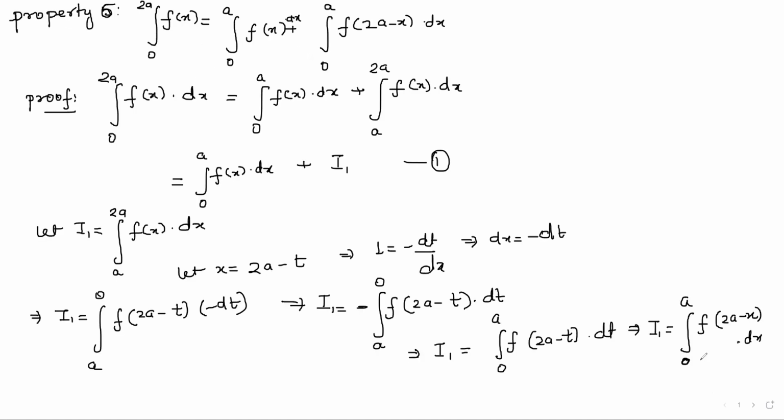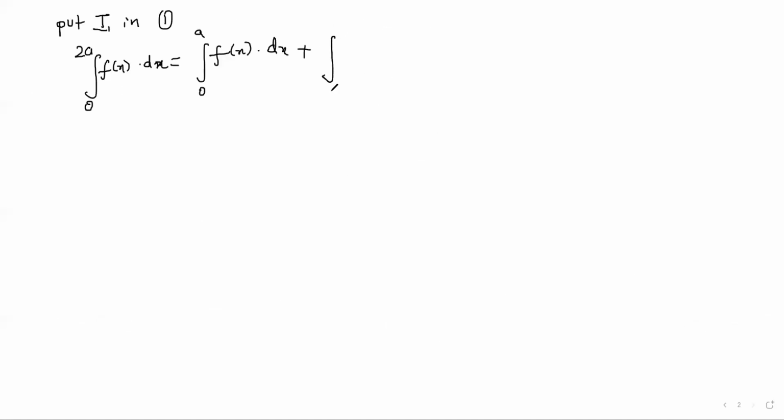ये हमारे पास पहले था 0 to a f(x) dx. Next I1 की अगर हमें value put करनी है, then this is I1, 0 to a f(2a minus x) dx. So I1 हम यहाँ लिख सकते हैं 0 to a f(2a minus x) dx. So Kush, Mithri and Lakshya, this clear? So this is our property. ठीक है, तो क्या होगा अगर 0 to 2a है, then we can write 0 to a f(x) dx plus 0 to a f(2a minus x) dx.